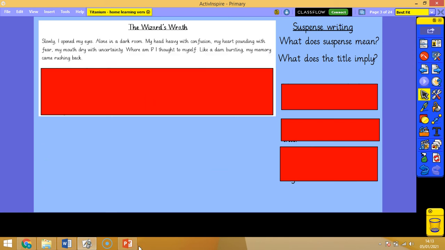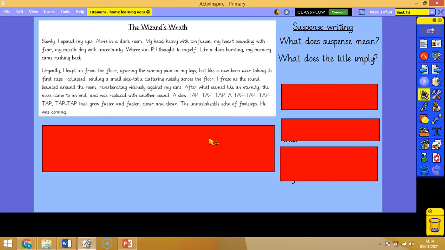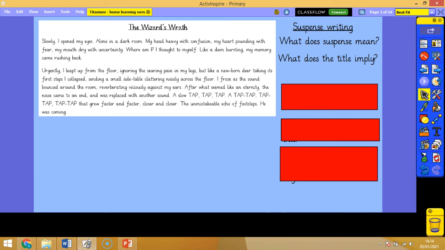Slowly I open my eyes, alone in a dark room. My head heavy with confusion, my heart pounding with fear, my mouth dry with uncertainty. Where am I? I thought to myself. And like a dam bursting, my memory came rushing back. Urgently, I leapt up from the floor, ignoring the searing pain in my legs, but like a newborn deer taking its first steps, I collapsed, sending a small side table clattering noisily across the floor. I froze as the sound bounced around the room, reverberating viciously against my ears. After what seemed like an eternity, the noise came to an end and was replaced with another low sound, a slow tap, tap, tap, tap, tap, tap, that grew faster and faster, closer and closer, the unmistakable echo of footsteps.